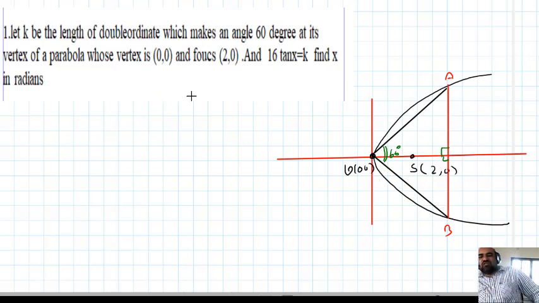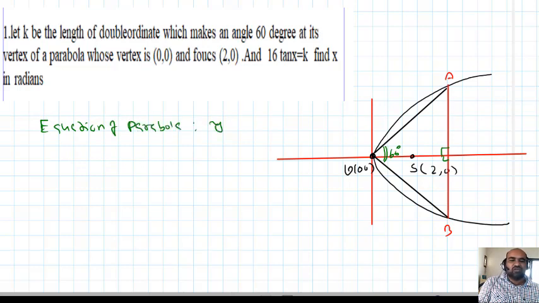So first of all I want the equation of the parabola with vertex (0, 0) and focus (2, 0). The standard one is y square equal to 4ax, and with focus at 2, y square equal to 8x. Now you want to find the length of AB.